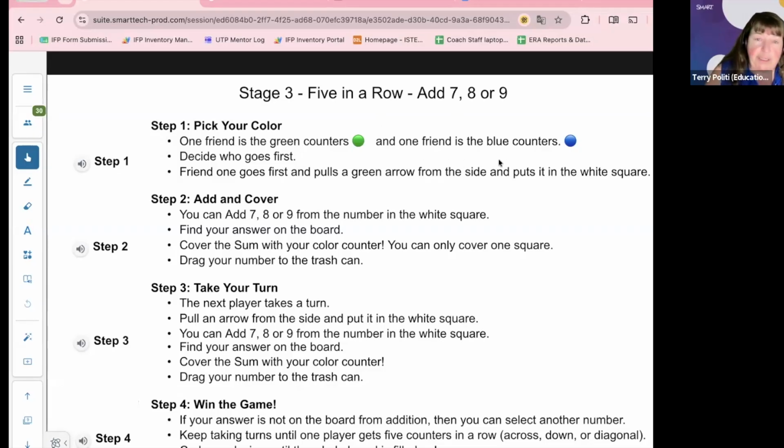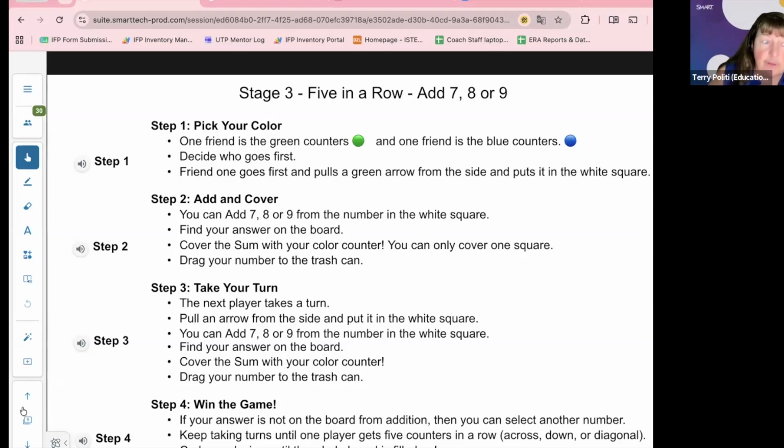So each kid picks what color counter they're going to be, who goes first, and they're going to pull a number, add 7, 8, or 9. And while they're doing that, they're explaining, I'm going to add 8 to my number, and talking it through with their partner. They're going to then cover it. And then they drag their first starting number to the trash can. Second player takes their turn, does the same thing, still talking out loud to their partner, drags theirs. The object is that you try to get 5 in a row, across, down, or diagonal. Or you can keep playing until the board is filled up, whichever comes first. So that's the background directions.